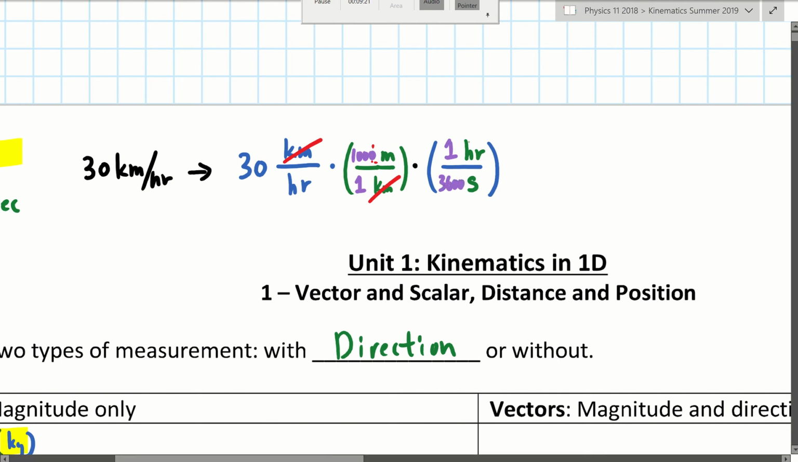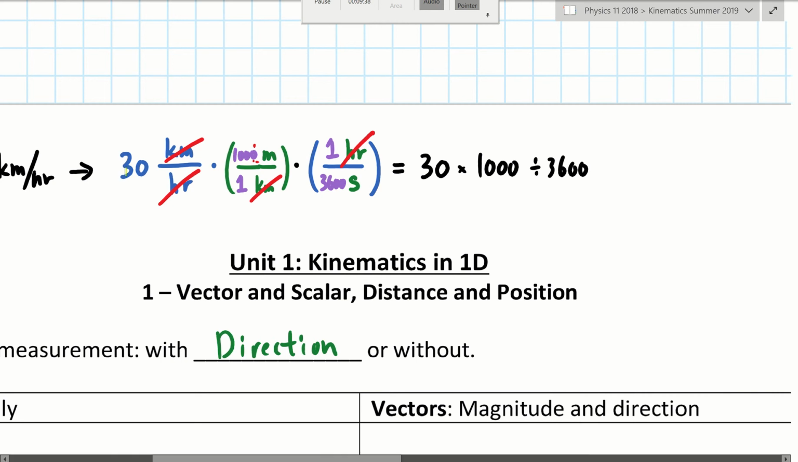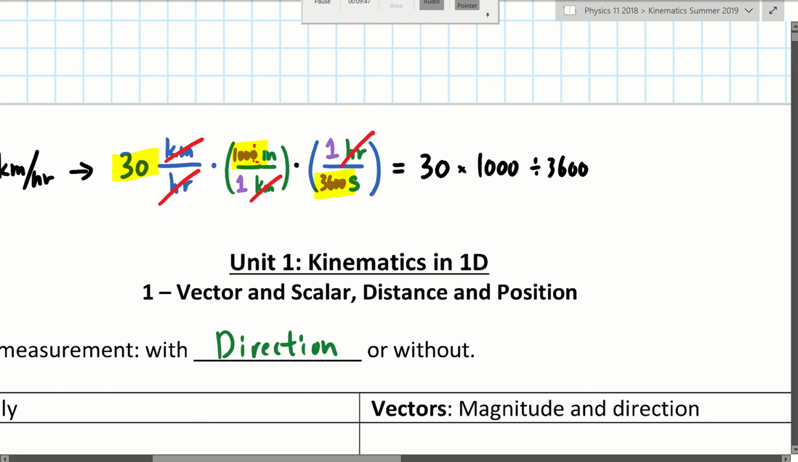And during this, what happened is the hour on the top cancels with the hour on the bottom right here. So at the end, you look at what you have left. Now, in terms of numbers, you have a 30 multiplied by 1,000 dividing by 3,600, right? I have these three things left: 30, 1,000, 3,600. So you do that in your calculator. But in terms of units, what do you have left? In terms of units, I only have two things left: this meter thing and this second thing.